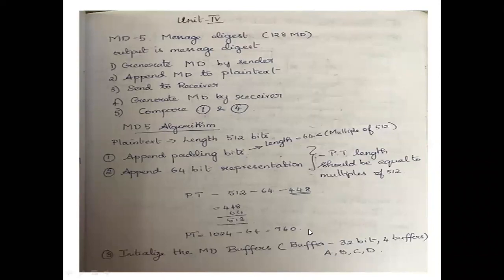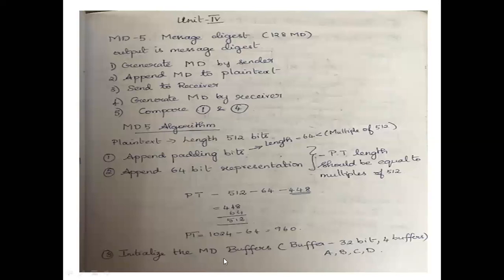If you add 64, it will become 1024, which is nothing but a multiple of 512. So the first step is you must pad bits. How long will you pad? You will pad such that the length becomes 64 bits less than a multiple of 512. That is the first step. Second step, you're going to add the 64-bit representation. Okay, after understanding these two, we'll go to the third one.